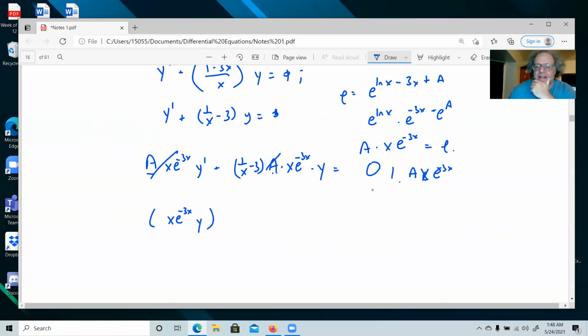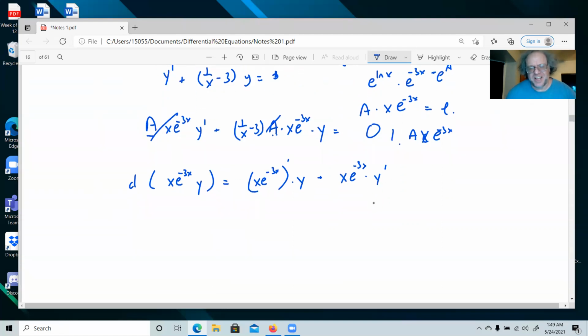I'm claiming that this derivative here is this whole thing. Well, let's check. Oh, easier said than done. Why did you have to give us one that had all these terms in it? So what we're going to do is take the derivative of this piece times the second, plus the first, x e to the negative 3x, times y prime. And then we have to take this derivative.